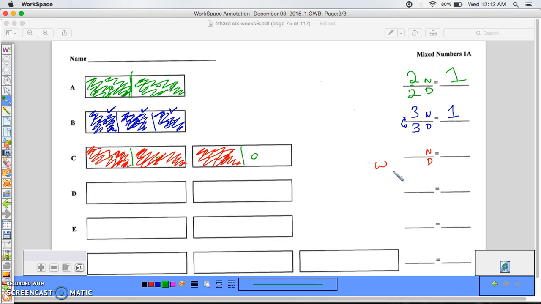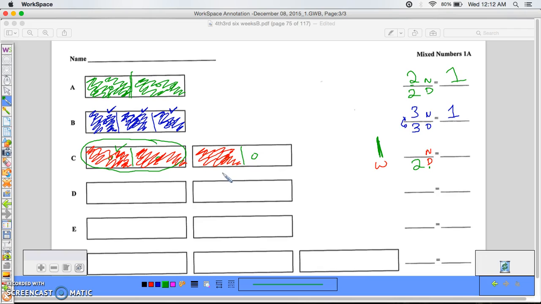So first let's figure out the whole number. How many whole pieces do you see shaded in? One whole piece. This one whole rectangle is shaded in. So for the W, I'm putting one whole. Now let's fill in your denominator. How many pieces do you need to make one whole group? 2 pieces. I need 2 pieces to make one whole group. So I put the 2 as my denominator.